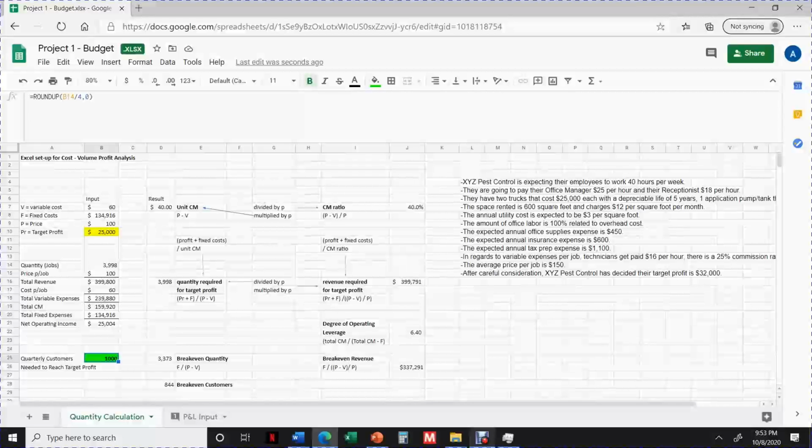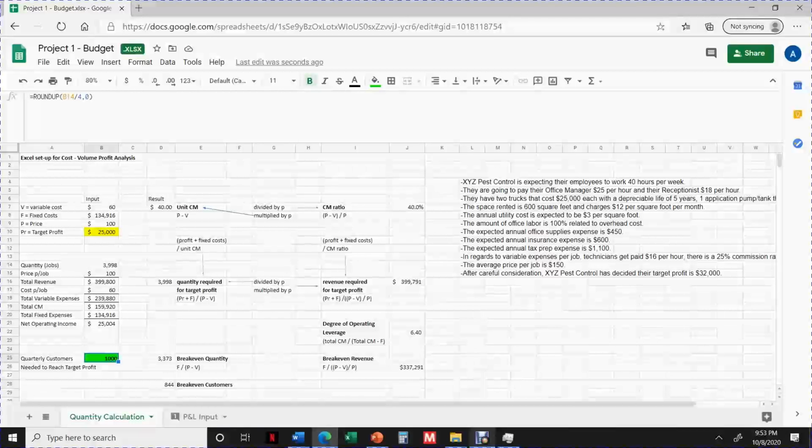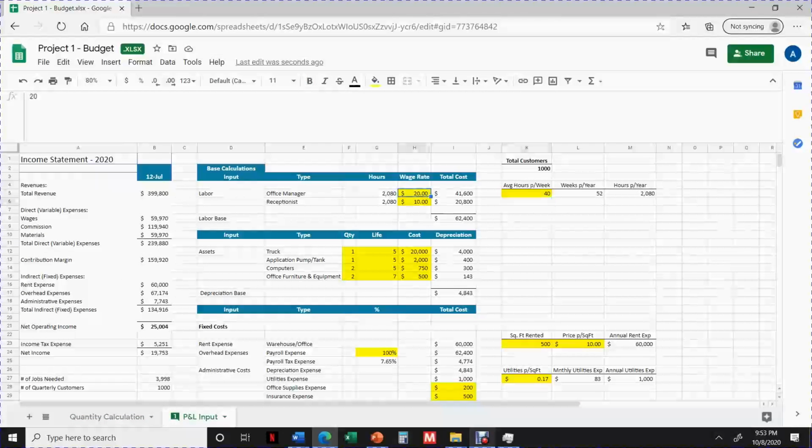They're going to pay their office manager $25 per hour and the receptionist $18 per hour. So again, we're going to switch back over to this other tab. I believe it was 25 and 18. Yep, that seems about right. Our labor base is now $89,440. Sorry for that, that's an error on my part.